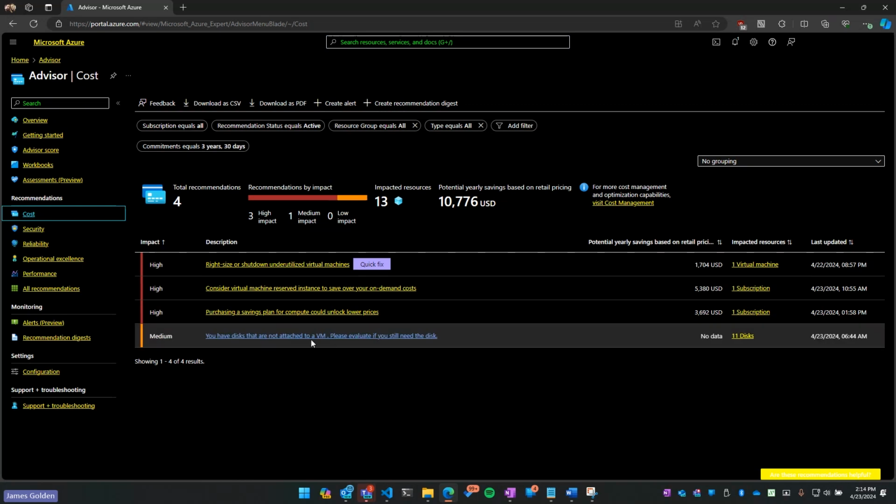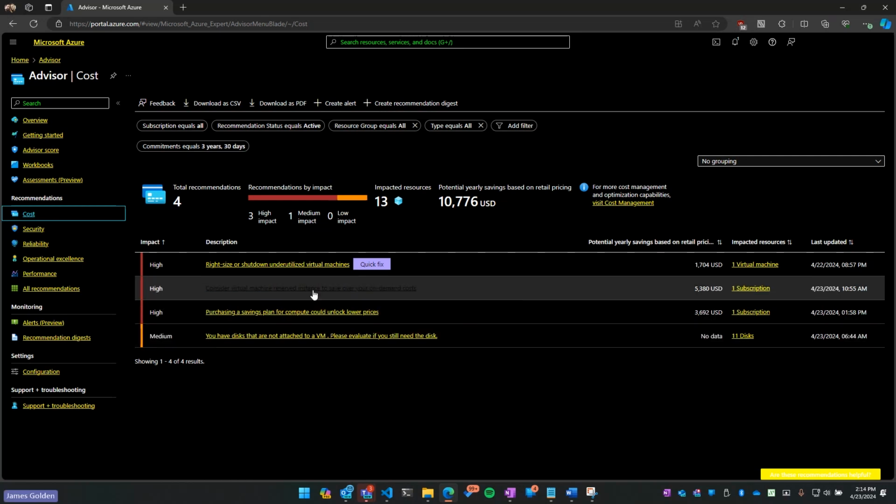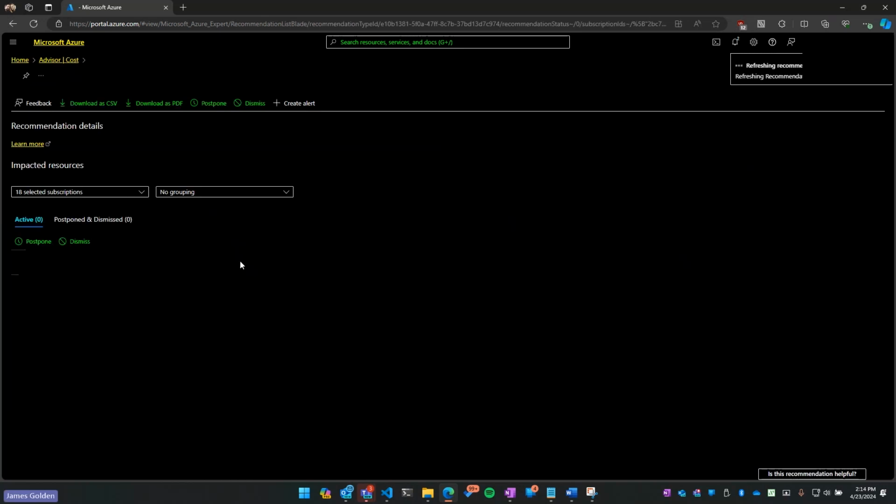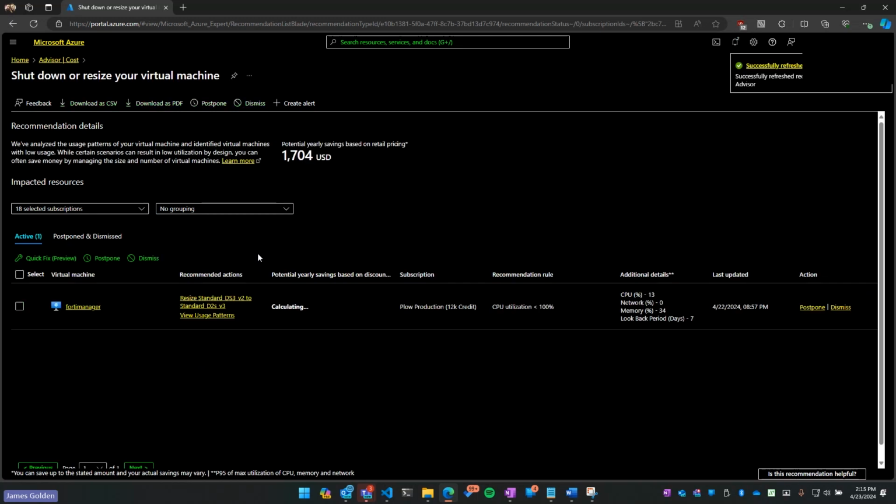If you are not checking the cost Advisor area within your Azure instance periodically, I would highly suggest doing so. As you can see here, high-level items like this that just aren't attached to anything will be labeled here: any machines that don't have reserved instances that they should, and any machines that are way over the top in terms of what they're currently sized to.